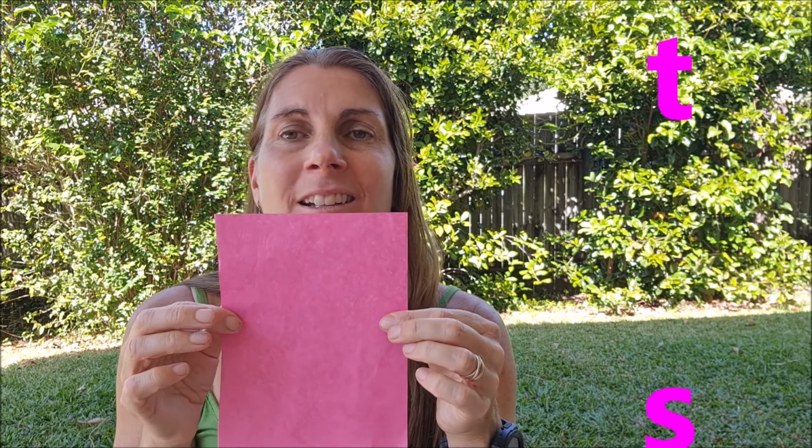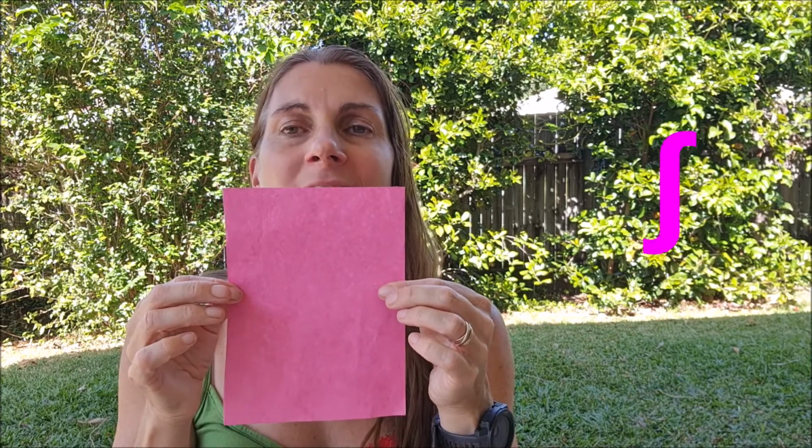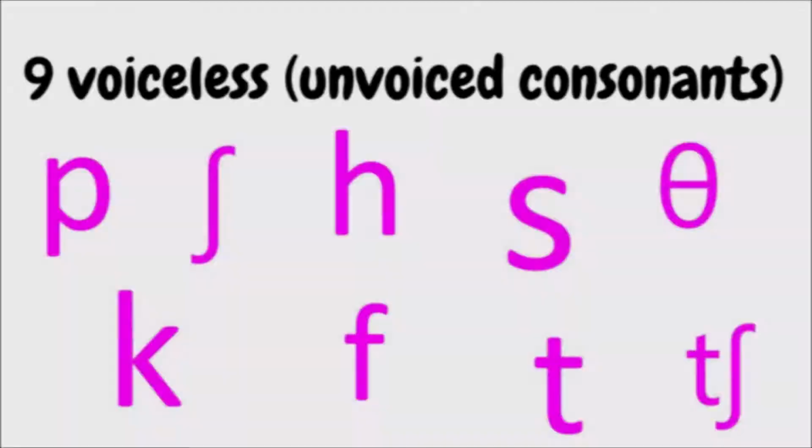So there are 9 voiceless consonants in English. Let me show you these 9 voiceless consonants. P, t, s, h, f, k, sh, ch, f.